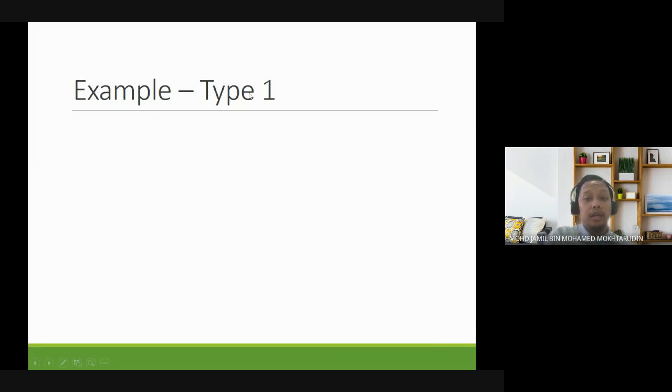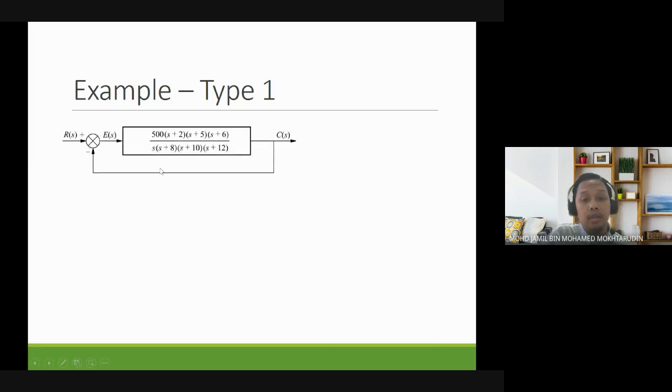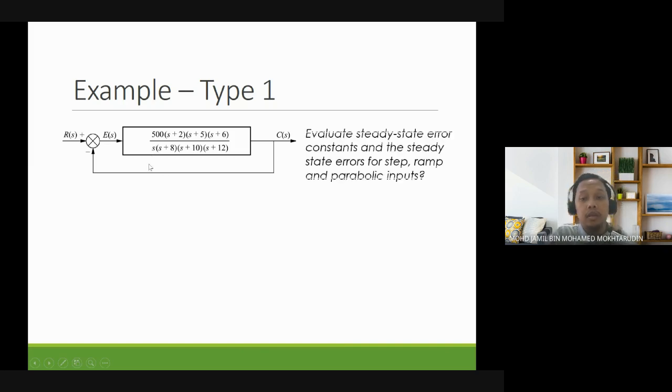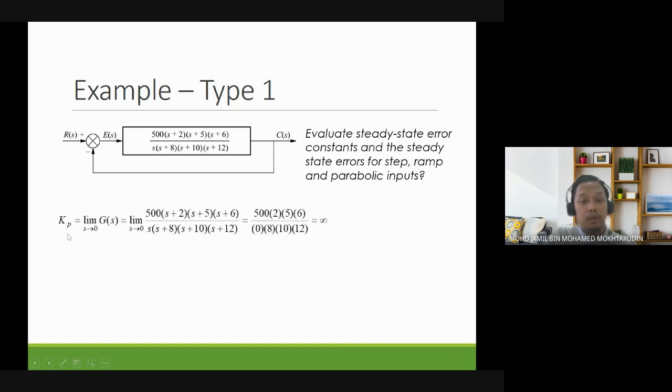Now let's look at a type 1 system. Let's say you have this G(s). Here n equals 1, so you get s at the beginning. Similarly, find the steady state error for the three types of input. First, for step input, you just substitute s approaches 0. Here you get Kp equals infinity, and then the steady state error is 0.